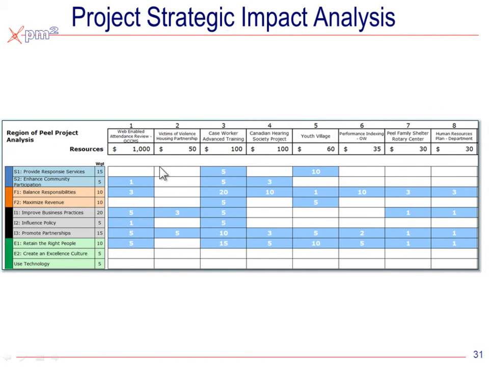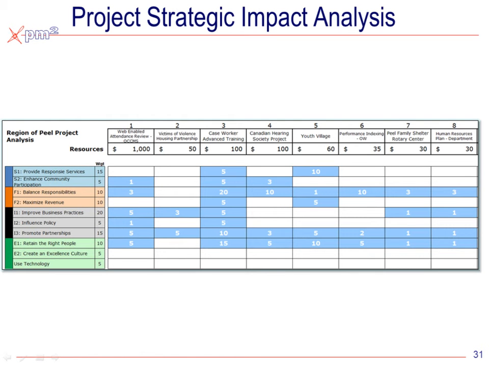What we can also do is now take a look at the projects, the initiatives you have in the organization to help it perform better. And here, what we're going to do is not only understand what our investment is in each of these, but understand which of the strategic objectives those projects might have an impact on. In this case, the web-enabled attendance review looks like it has a high impact on improving business practices, promoting partnerships, and retaining the right people, but less on community participation and influencing policy.